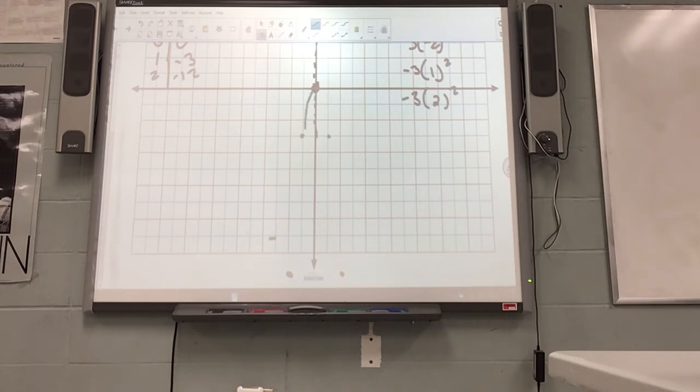So, these are not V's anymore, and sometimes it's real hard to draw them so that they look like U's, but try to make your vertex be rounded and not a point anymore.